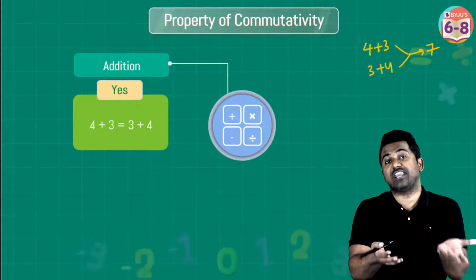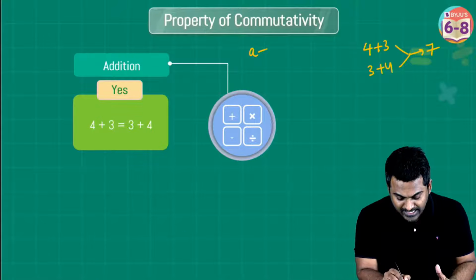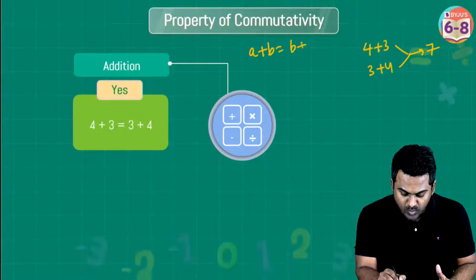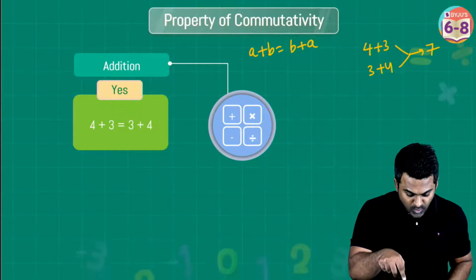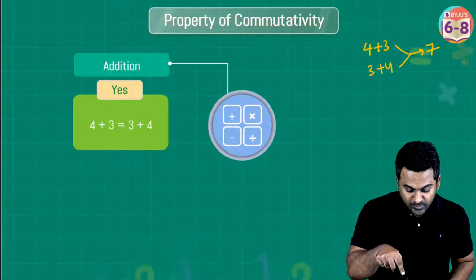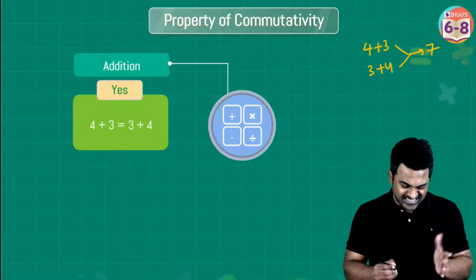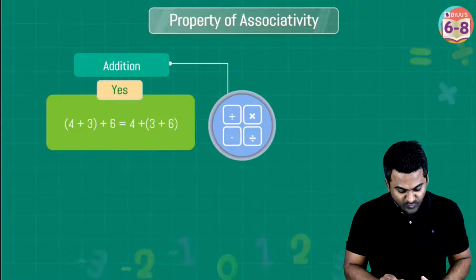So how do we generalize this? We generalize it like this: A plus B is going to be equal to B plus A, assuming that A and B are some integers, all right? So this is going to apply, right? The property of commutativity. Well done. This was a simple one anyways. So let's move on now.